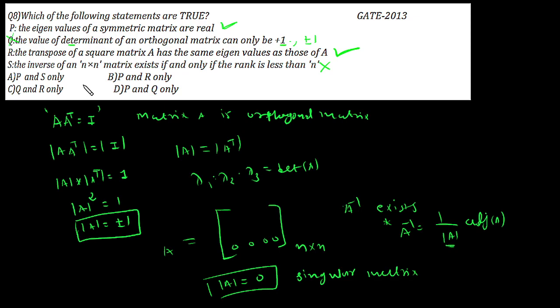So now from the options we can say P and R are the correct statements. So P and R only. So option B is the correct choice of the statements which are true. So option B is the correct answer.